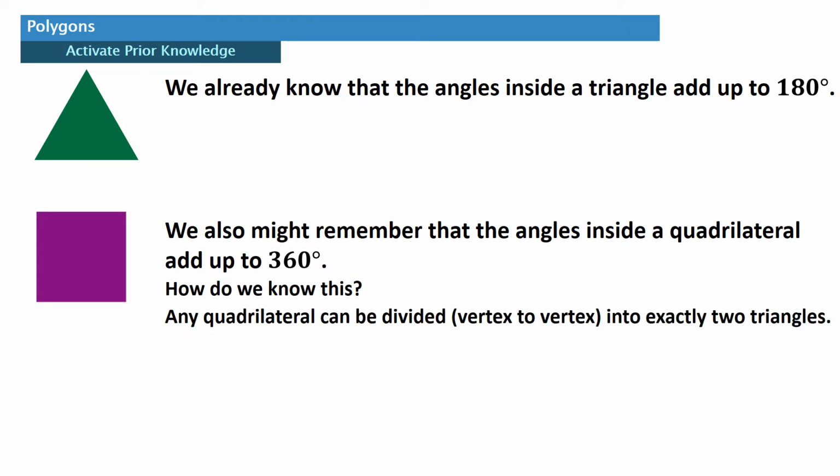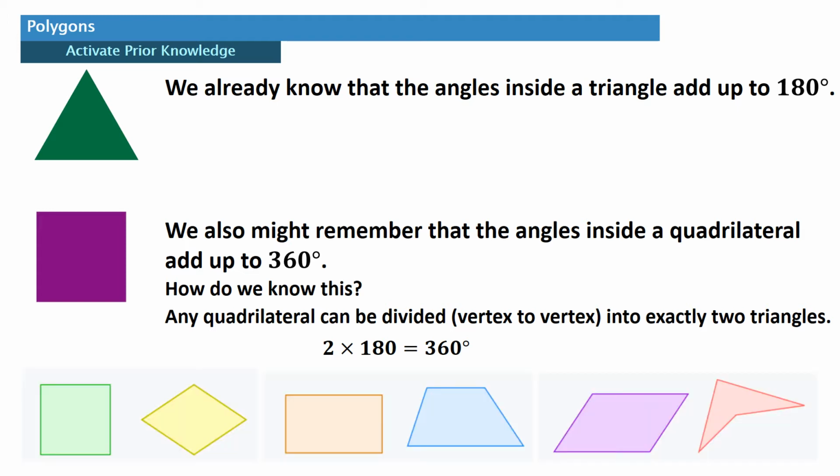Any quadrilateral can be divided into exactly 2 triangles. And if we know that each triangle has an interior sum of 180 degrees, all we have to do is 2 times 180, which gives us 360 degrees. So for all of these quadrilaterals below, we can rule a line from corner to corner to divide them into 2 triangles, just like so.